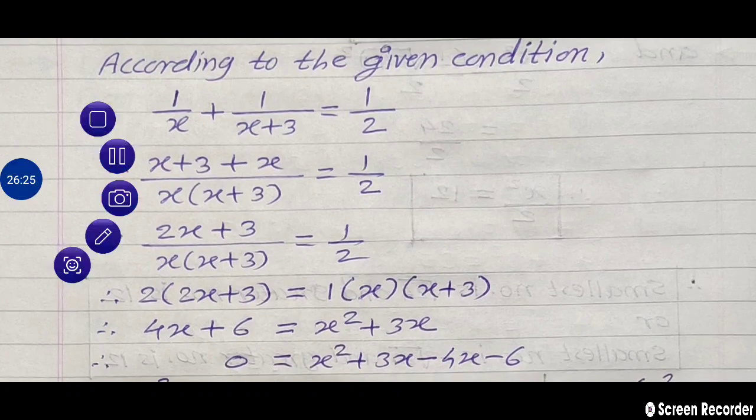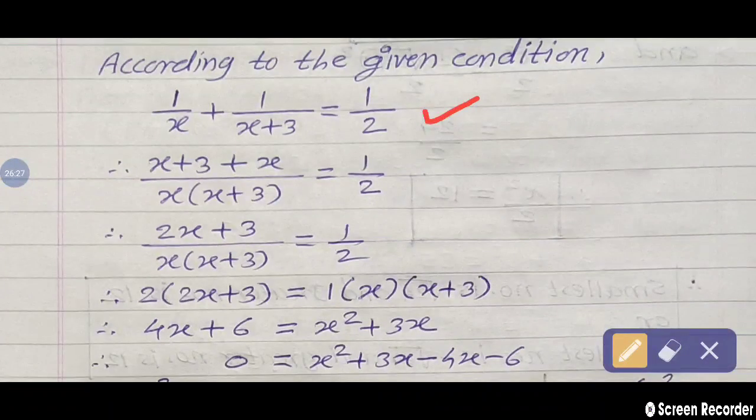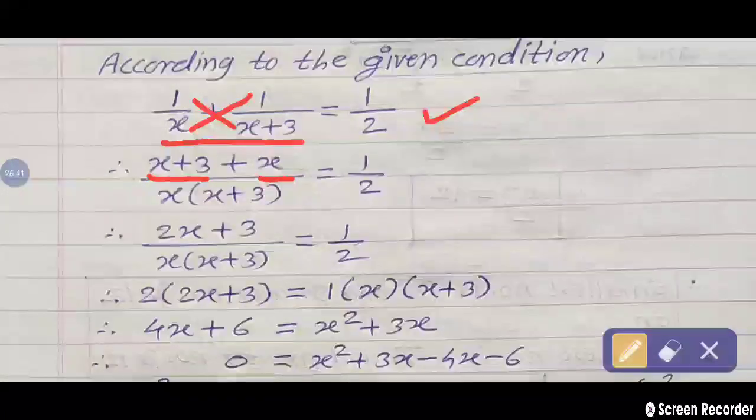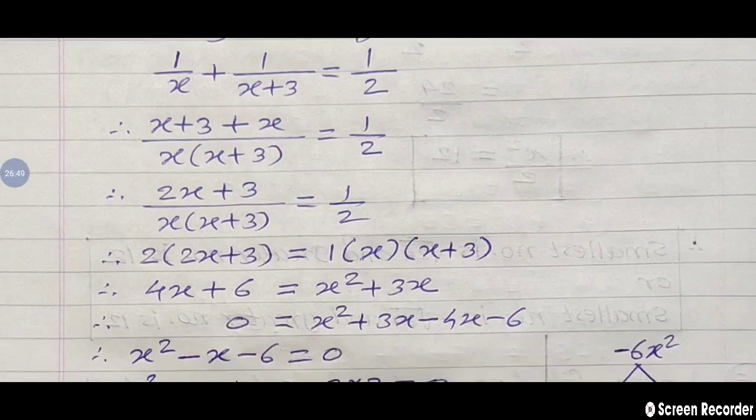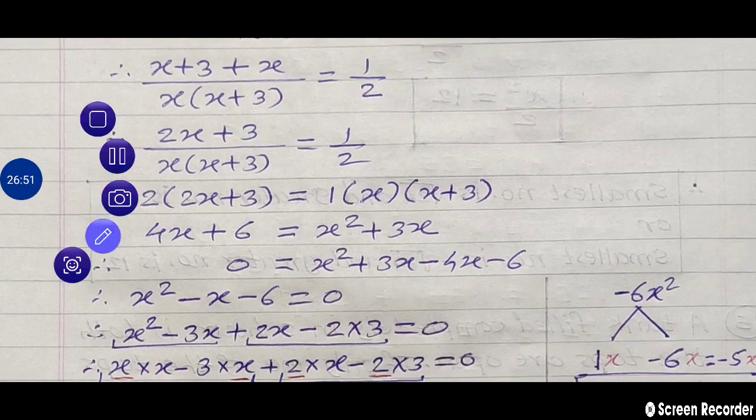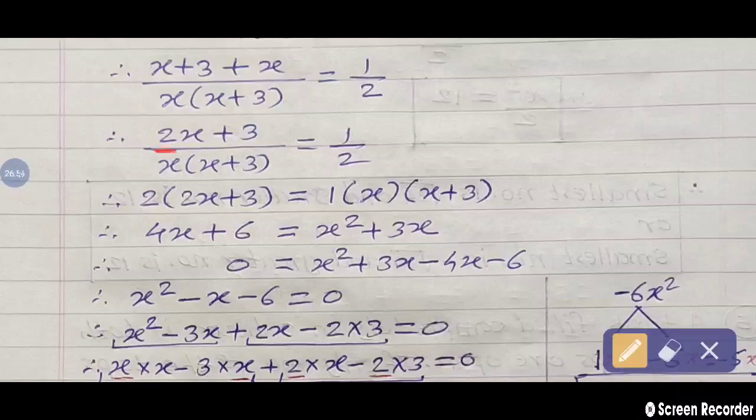Therefore, to solve this, we are doing the cross multiplication here. 1 multiplied by x plus 3 means x plus 3, plus 1 into x means x, so plus sign as it is, upon, at the denominator do the multiplication, x into x plus 3, is equal to 1 upon 2. Solve in the next step. See there. So x plus x means 2x. Clear? x plus x means 2x plus 3 upon x into x plus 3 is equal to 1 upon 2.